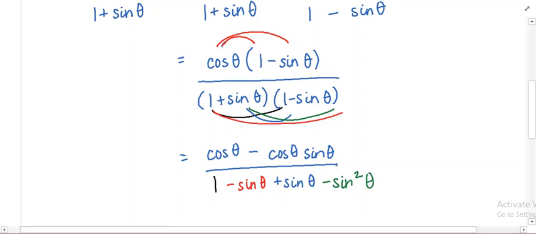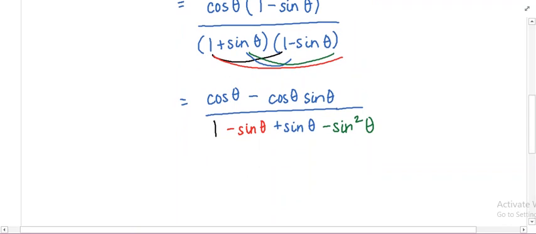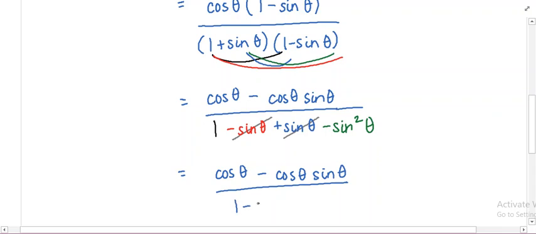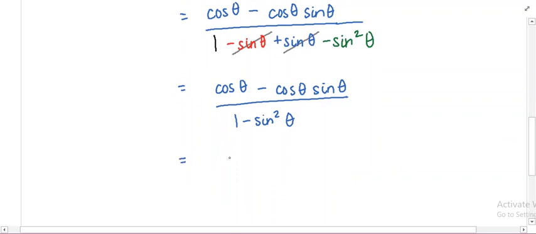And then this is very, very similar to the last example, okay? In the bottom, you're going to see that there's a negative sine theta. It cancels with a positive sine theta. So in the numerator, you're left with cosine of theta minus cosine of theta times the sine of theta. The bottom, you have 1 minus sine squared of theta, okay? And then we know from the Pythagorean identity that the denominator will just be cosine squared of theta, okay? Since sine squared of theta plus the cosine squared of theta is equal to 1, okay?